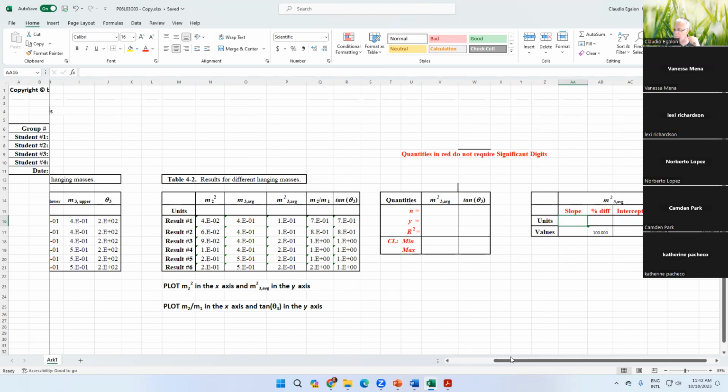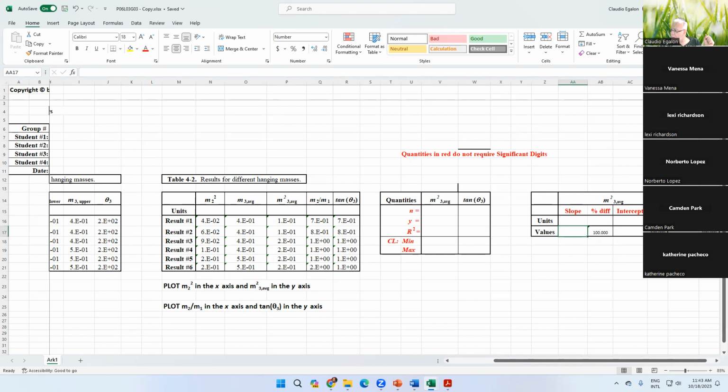Oh, but do I need to change the format? I think it's scientific format. No, you don't need to change the format. If you want, you can change it, but you don't have to, because it's in scientific format.